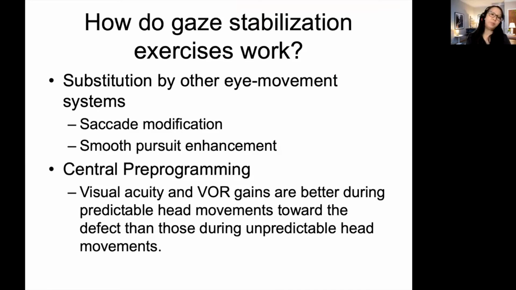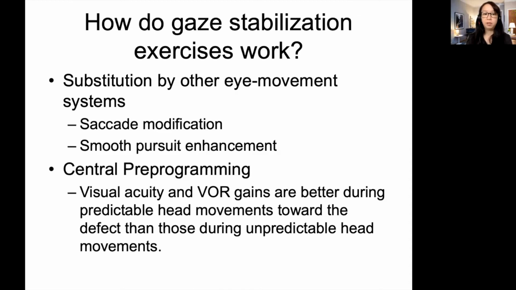So how do gaze stabilization exercises work? They help with substitution by other eye movement systems: saccade modification and smooth pursuit enhancement. You need to remember that saccades and smooth pursuit are actually controlled centrally by the brain. It's not a reflex, so the more you do, the more the brain can retrain for that. There's also an element of central pre-programming. If you do an exercise where your eye can predict its location, then it can pinpoint better.